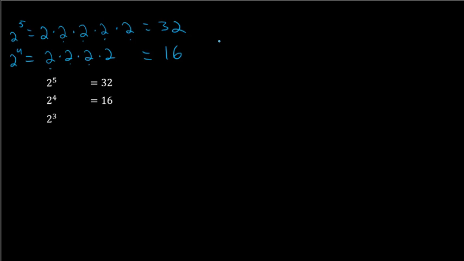Keeping the pattern going, what if we did 2 to the 3rd power? Well, 2 to the 3rd power would be 3 2's, so 2 times 2 times 2. That would be 2 times 2 is 4, 4 times 2 is 8. So 2 cubed, 2 to the 3rd power, is 8.